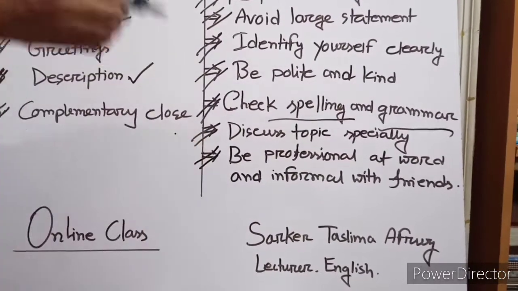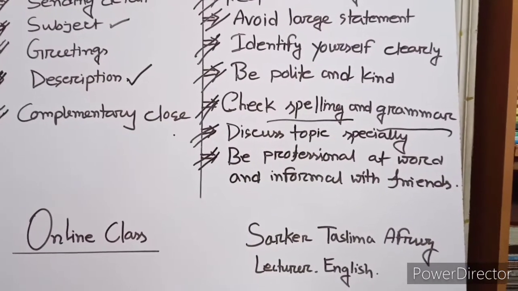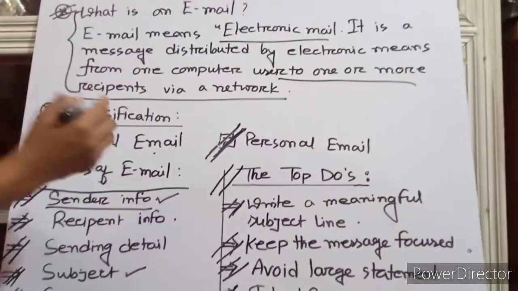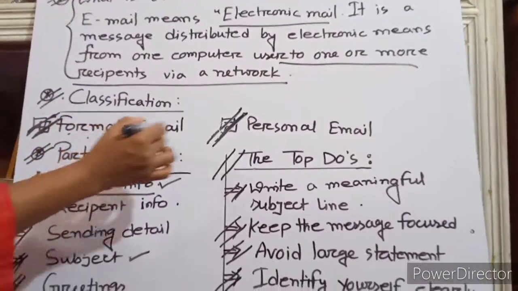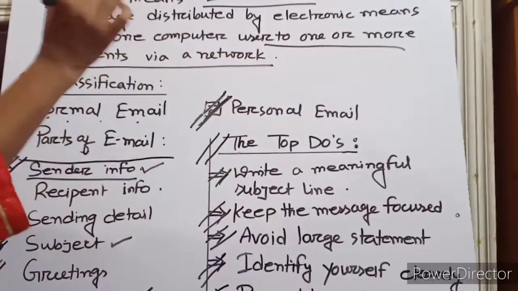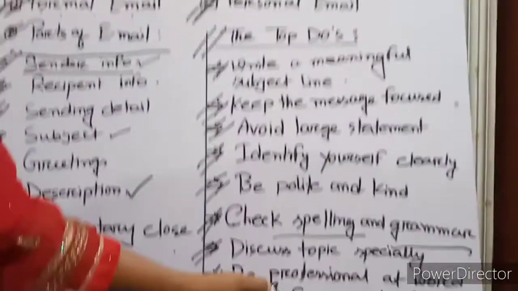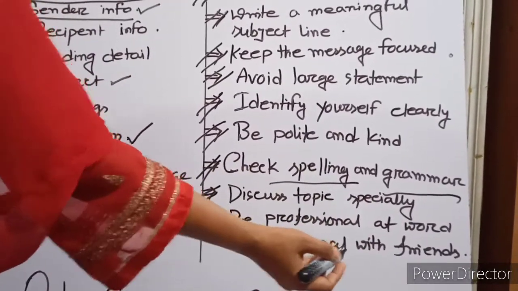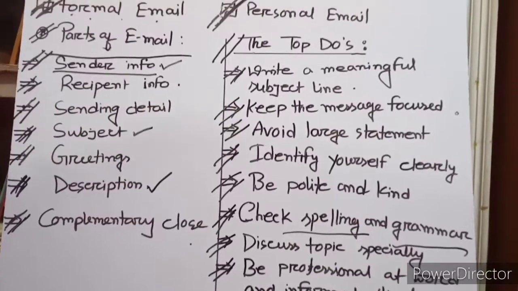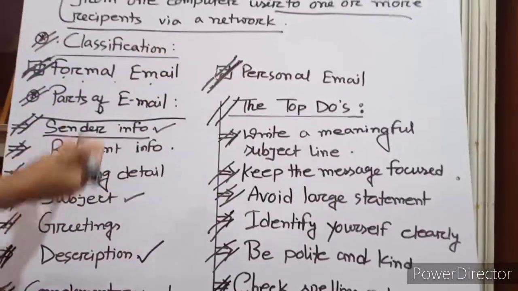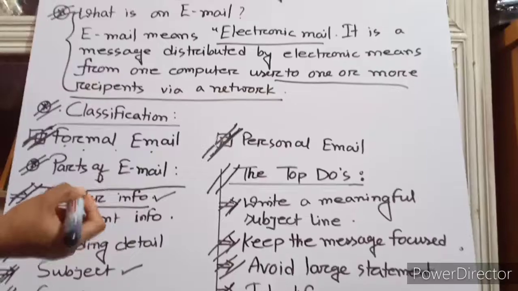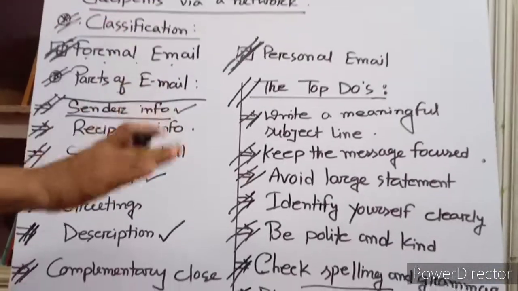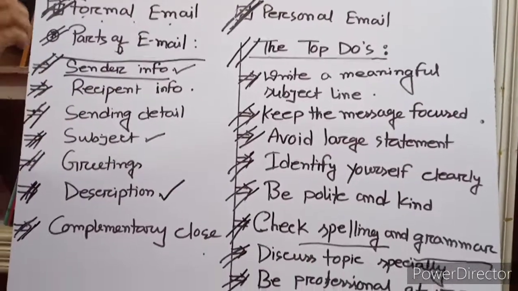Next one, be professional at work and informal with friends. I have already told you the classification of formal and personal email. So you have to be professional at work and informal with your friends. Dear students, I hope you understood the do's, the parts and the classification. Don't forget these rules. Remember all these things. It will help you to obtain good marks in an email.